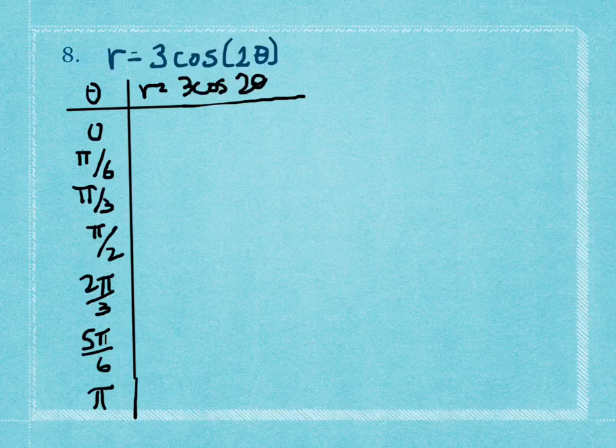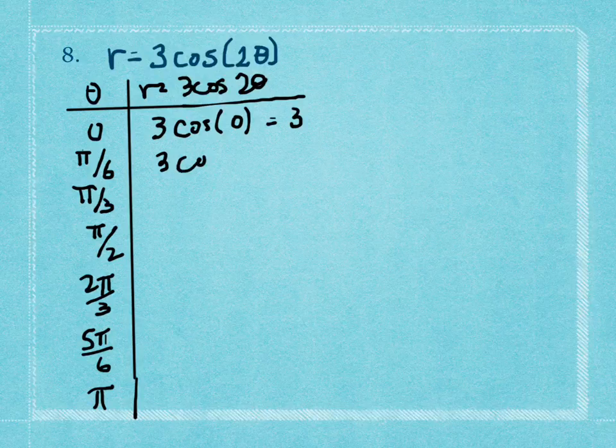So when we put in 0, we have 3 times the cosine of 0. And the cosine of 0 is, of course, 1, so this number is just 3. When we take a look at pi over 6, it's actually 2 times pi over 6, I'm sorry, 2 pi over 6, which is pi over 3. So the cosine of pi over 3 is actually 1/2. So this is 1/2 times the 3, so this is 1.5 or 3/2.